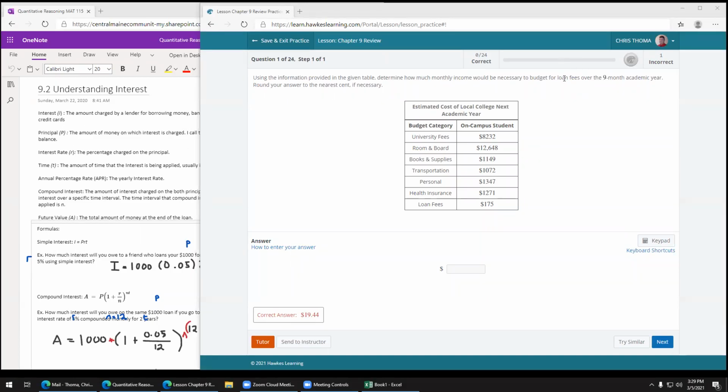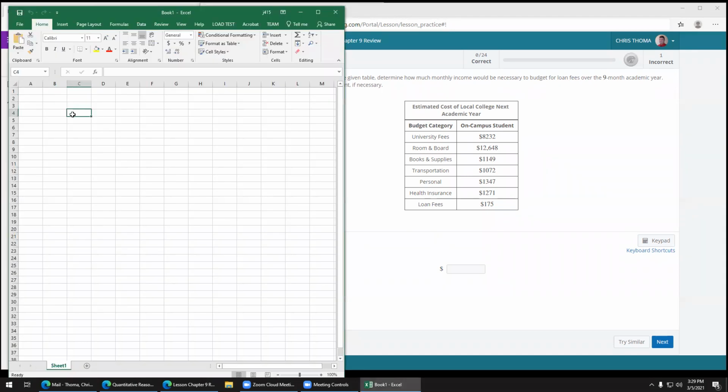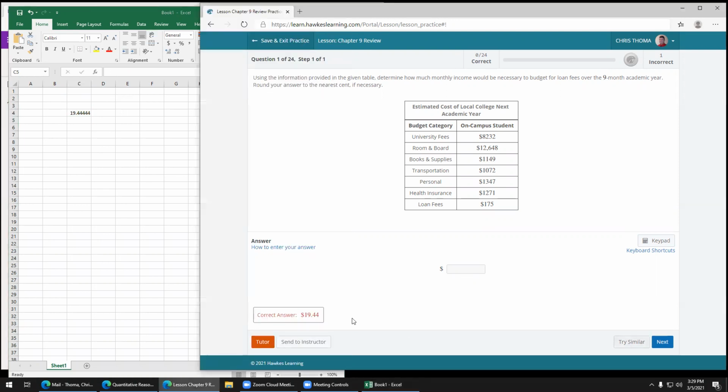So we're looking at loan fees here, right? And so we're going to take the loan fees, which is 175, and we're going to divide it by the 9-month period. So 175 divided by 9 is 19.44. And you can see that is the answer.